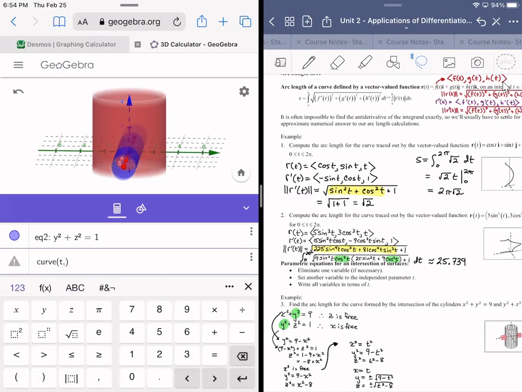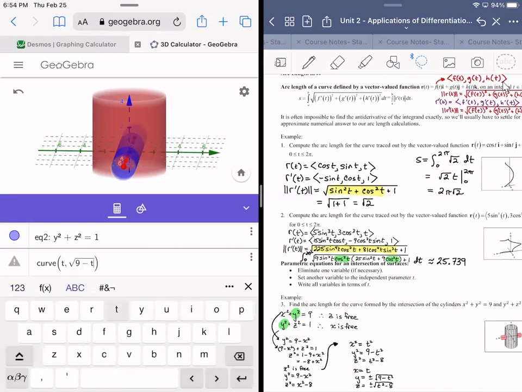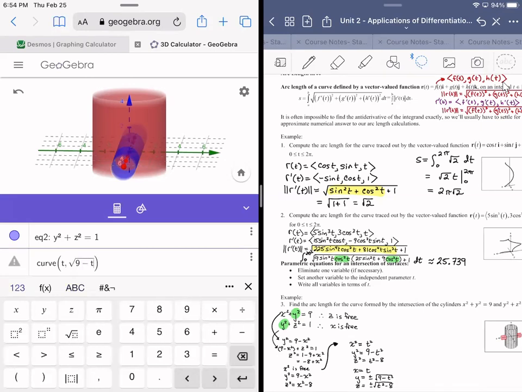I'll go with the positive roots to start. So the square root of 9 minus T squared, comma, then another square root, and this time it's T squared minus 8. All right. So then, comma, and what are we looking at here? Variable T.